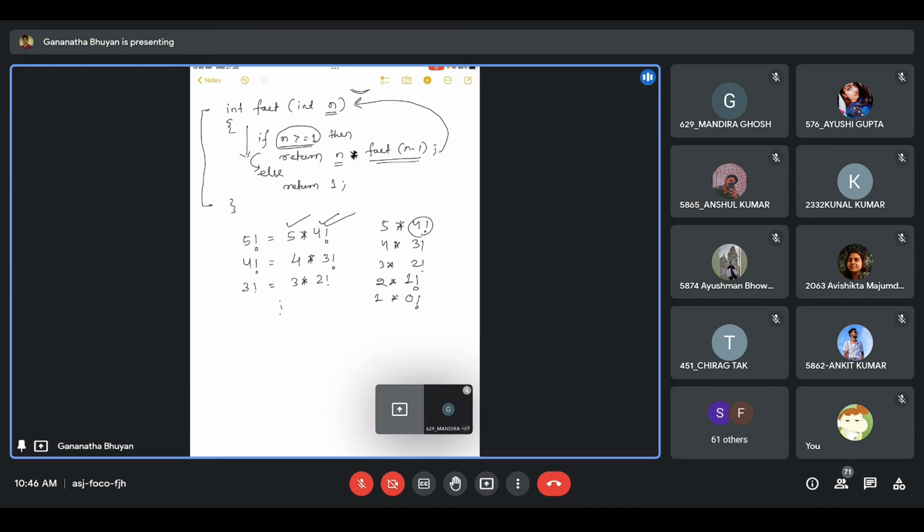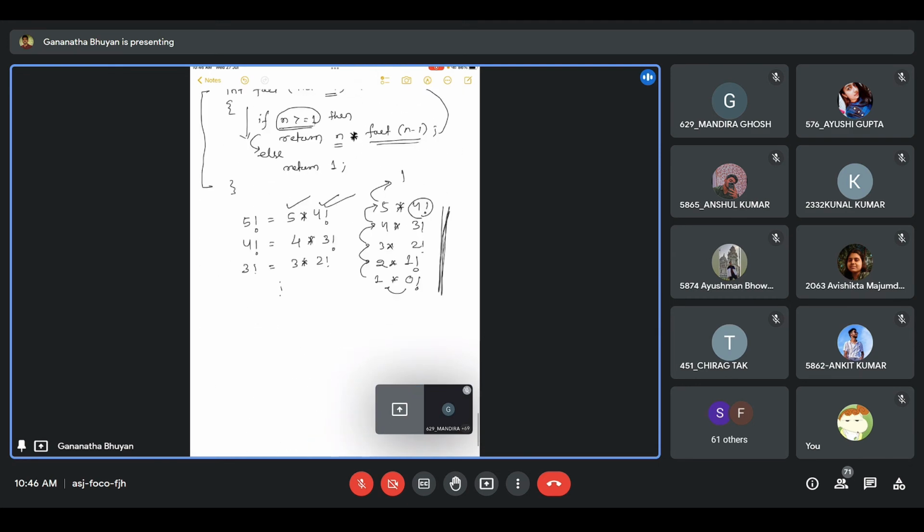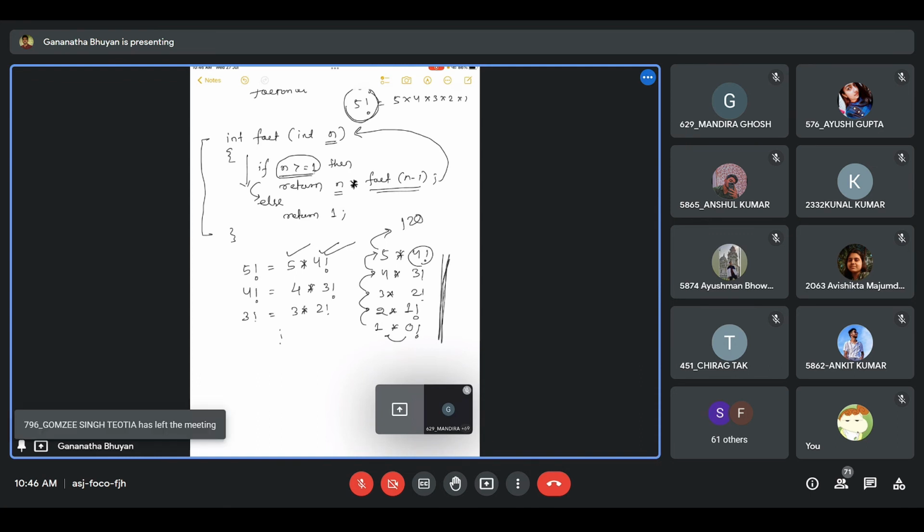So how many times is my multiplication operation being performed? From this part it will return 1, and from here it will return something, here it will return something, and finally we are going to return the final value, let us suppose 120. So how many times is the multiplication operation repeated here? 5 times, right? 5 times the multiplication operation repeated.